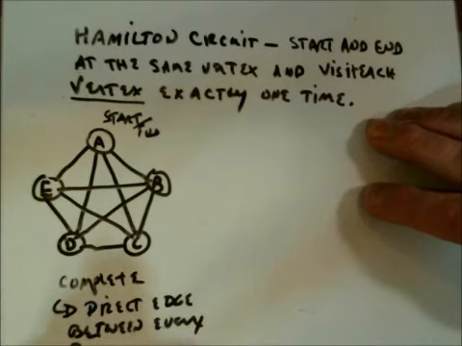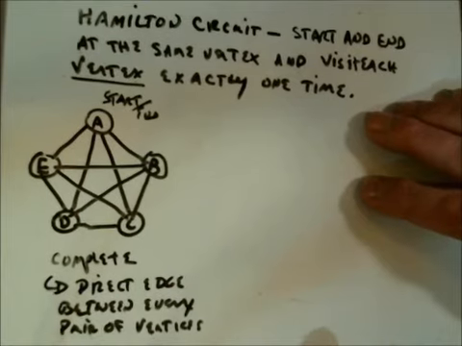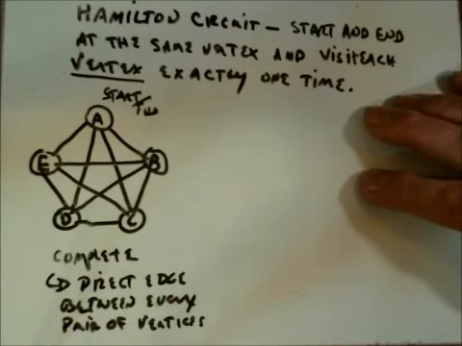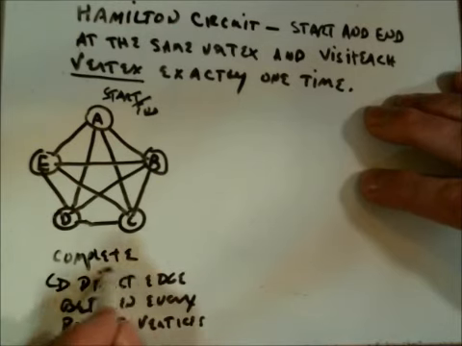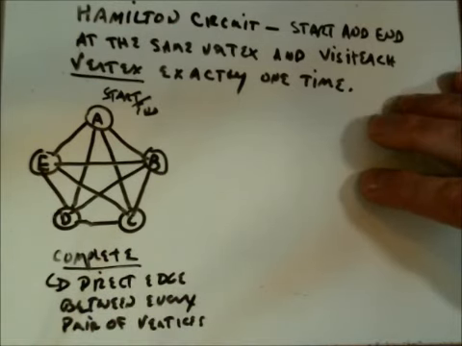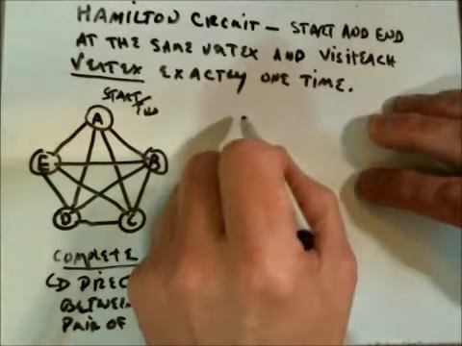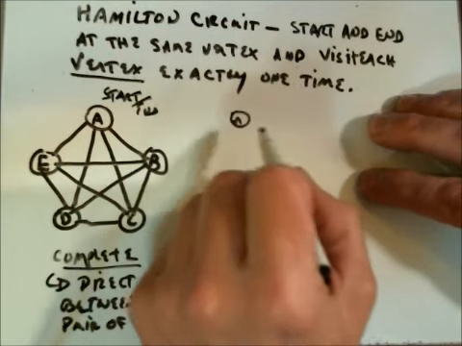Every pair of vertices. Okay. A direct edge between every pair of vertices, and that's what's going on here. Now, what I want to do is make a Hamilton circuit through this network, which means I have to start and end here at A and visit every vertex exactly once. And there are many different ways I could do that.